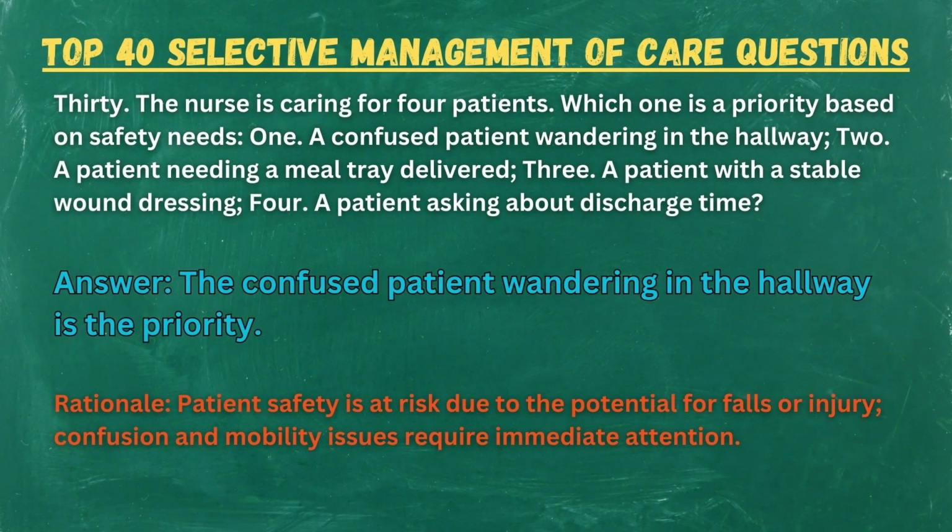30. The nurse is caring for 4 patients. Which one is a priority based on safety needs? 1. A confused patient wandering in the hallway. 2. A patient needing a meal tray delivered. 3. A patient with a stable wound dressing. 4. A patient asking about discharge time? Answer: The confused patient wandering in the hallway is the priority.